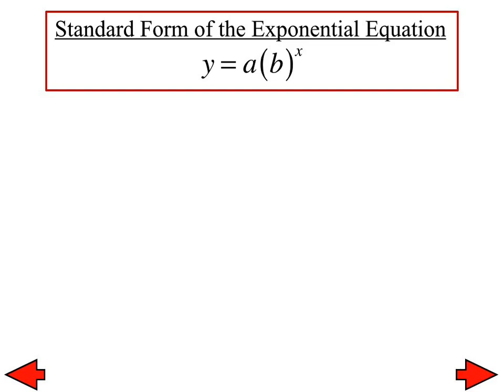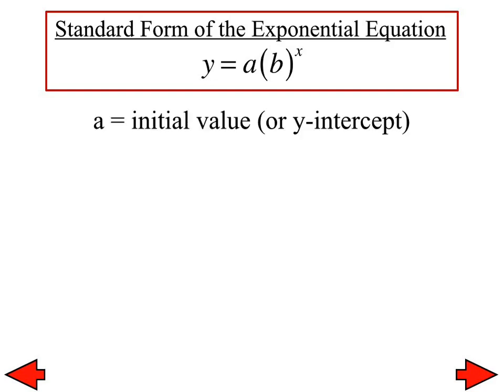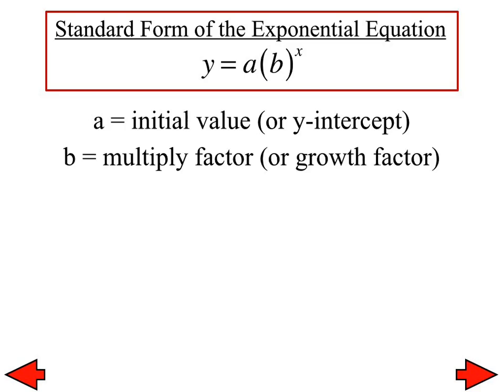So the standard form of the exponential equation or the exponential function, as we talked about yesterday, is y equals a times b to the x power, where a is the initial value or the y-intercept. You need to fill that in as well. And b is the multiplication or multiply factor. Sometimes it's called the multiply number, or sometimes it's referred to as the growth factor.